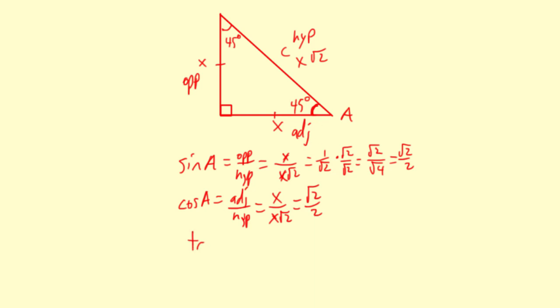Now let's look at the tangent of angle A. That is the opposite side divided by the adjacent side. And the opposite side we said is x, the adjacent side is x, x divided by x equals 1. That means the tangent of a 45-degree angle is 1. So that's the big picture for the lesson.